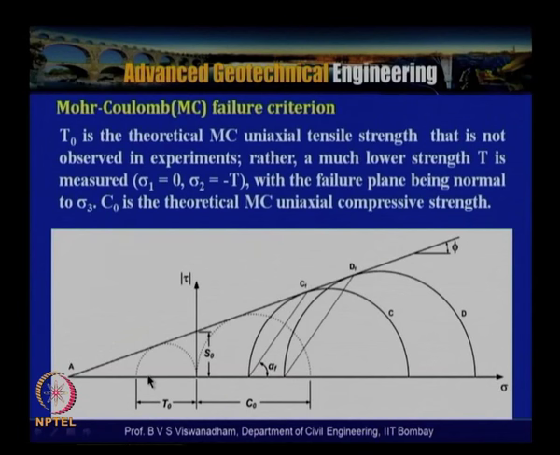So with the failure plane being normal to the sigma 3 plane, the sigma 1 plane is here and the sigma 3 plane here, so the failure plane is normal to the sigma 3 plane. So C naught is the theoretical Mohr Coulomb uniaxial compressive strength.